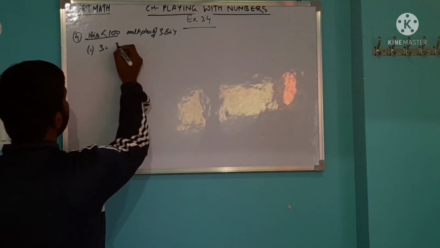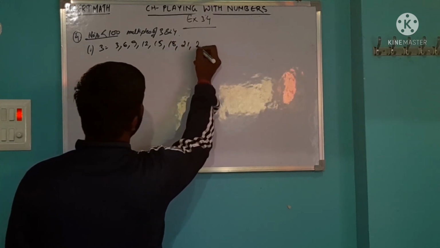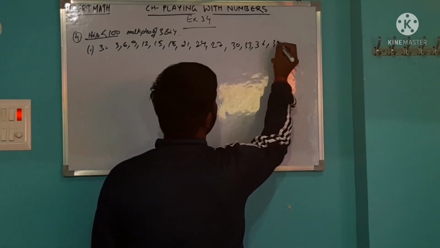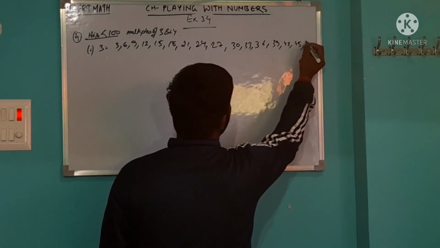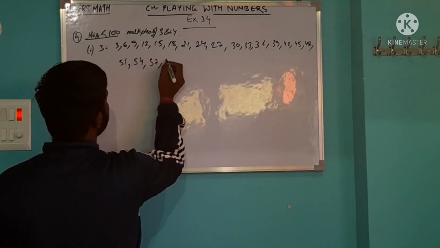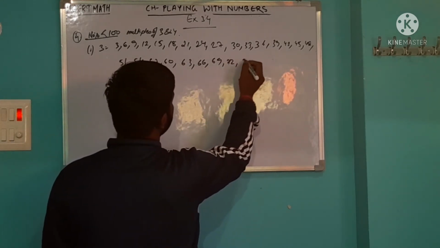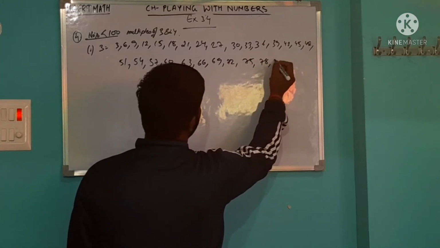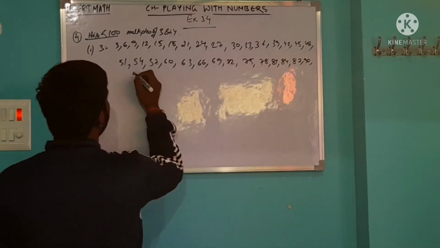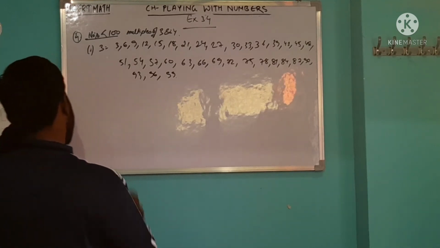Firstly, multiples of 3: 3, 6, 9, 12, 15, 18, 21, 24, 27, 30, 33, 36, 39, 42, 45, 48, 51, 54, 57, 60, 63, 66, 69, 72, 75, 78, 81, 84, 87, 90, 93, 96 and 99. So these are the multiples of 3 which are less than 100.